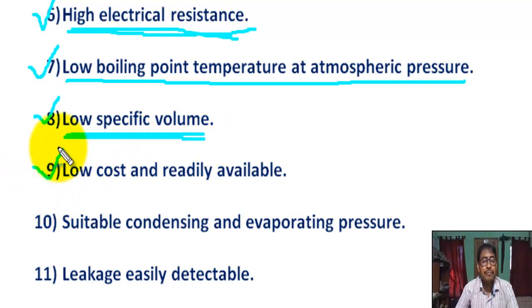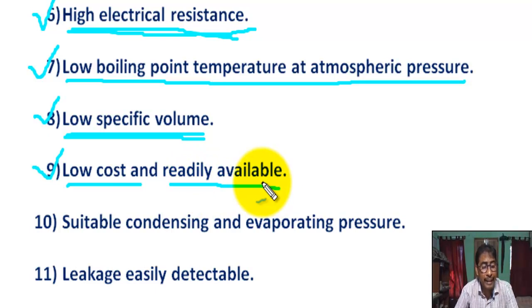Number 9, a refrigerant must be low cost and readily available. The refrigerant must be available readily and with less price. The cost of refrigerant is very important in high capacity refrigerating systems like industrial and commercial refrigeration.